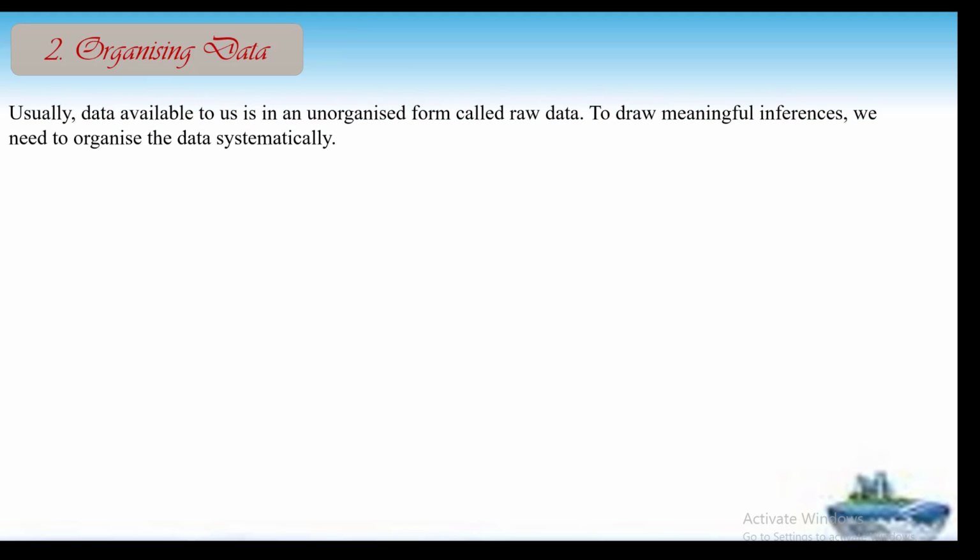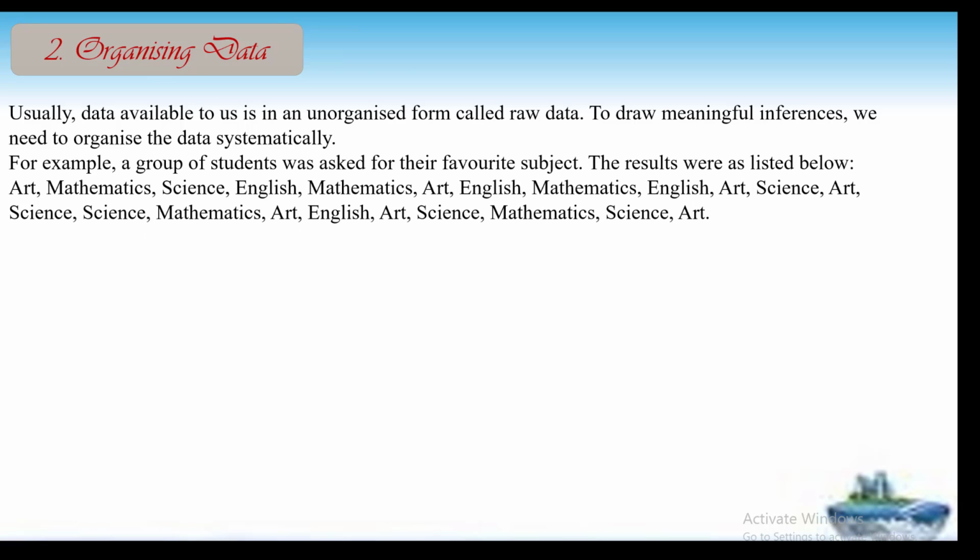2. Organizing data. Usually, data available to us is in an unorganized form called raw data. To draw meaningful inference, we need to organize the data systematically. For example, a group of students were asked for their favorite subject. The results were as listed below.